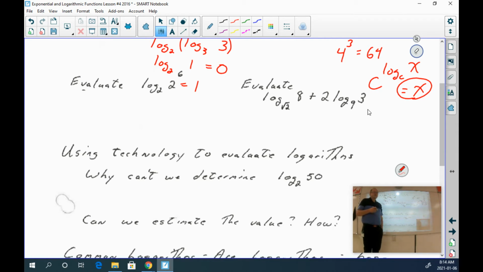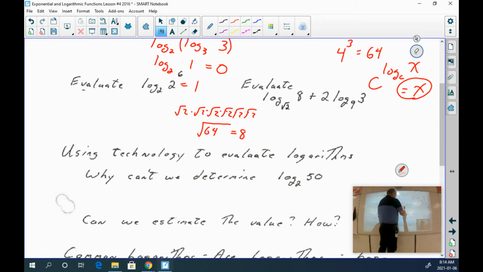So therefore, square root 2 to the power of 6, square root 2 times square root 2 times square root 2, we have the square root of 64. So with a little bit of work, we can figure this out. We can replace this entire statement with 6.